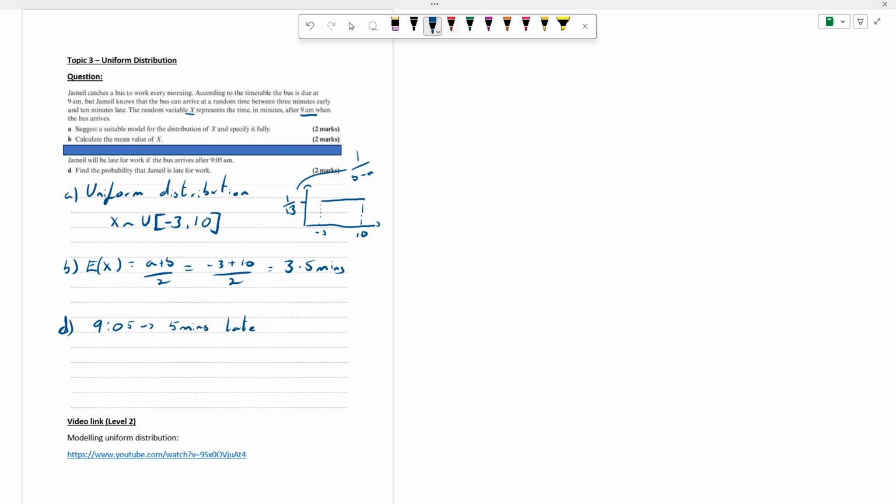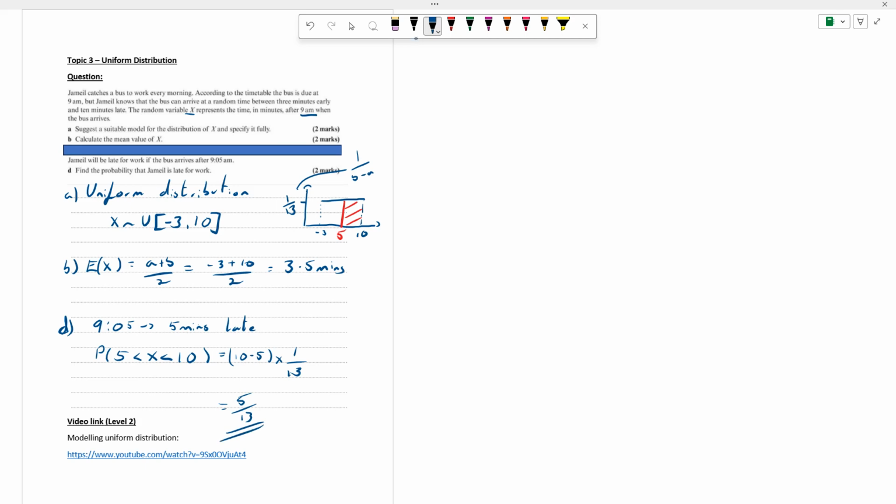So 5 in terms of my bar would be about here. I want everything above that, so I want it between 5 and 10. So I want the probability that x is between 5 and 10. Again, I'm just using the area of a rectangle. This is going to be 10 minus 5, that's my base, times my height, which I've already found, which is 1 over 13, gives me 5 over 13.